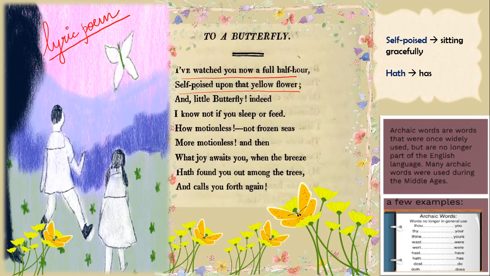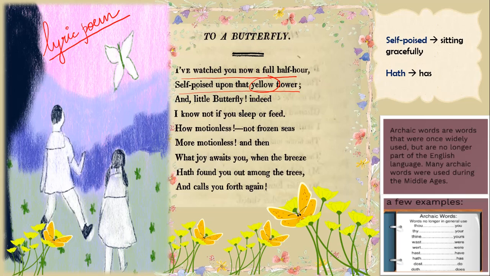So here, let me tell you, the color yellow comes often in Wordsworth's poems. Because the color yellow symbolizes something very fresh, something very happy, something very positive, full of energy. So he is watching for half an hour a beautiful butterfly sitting on a yellow flower.